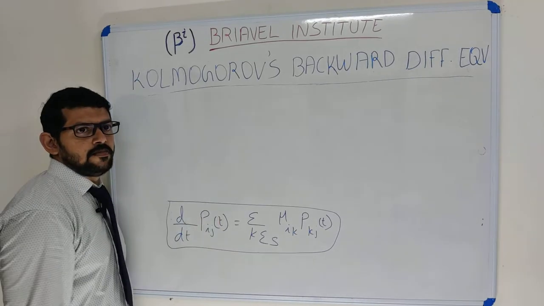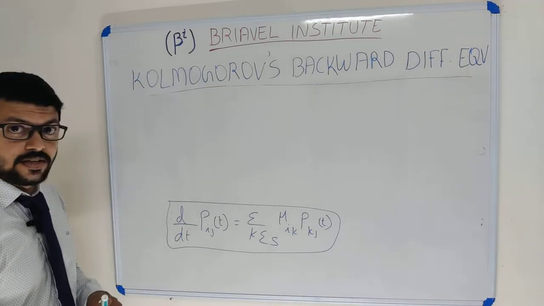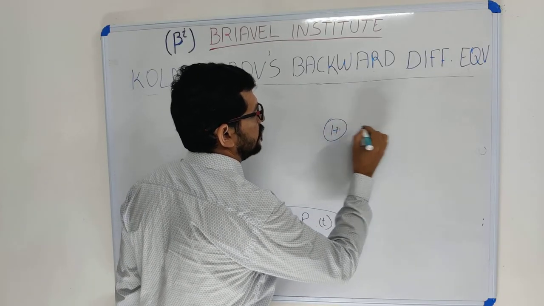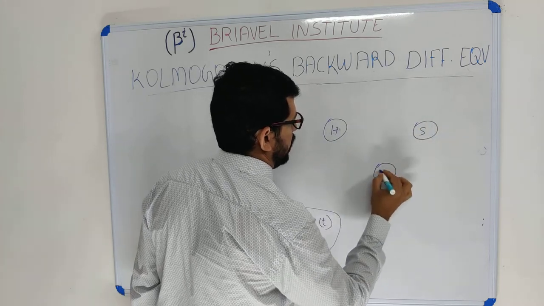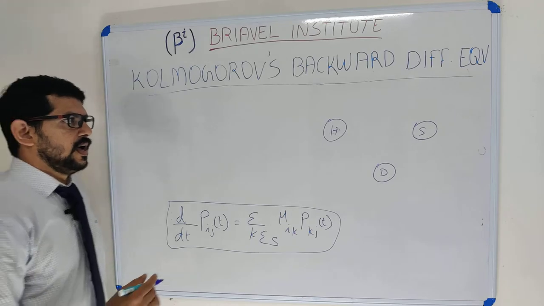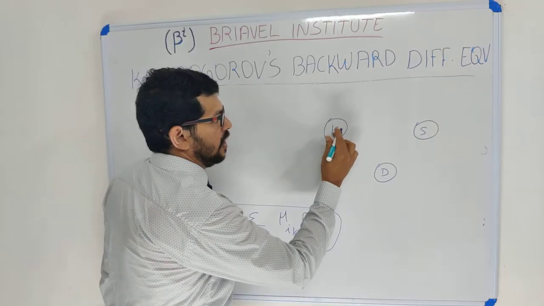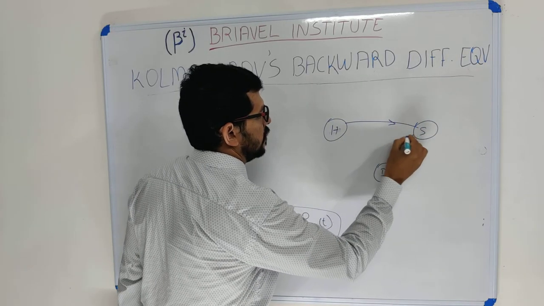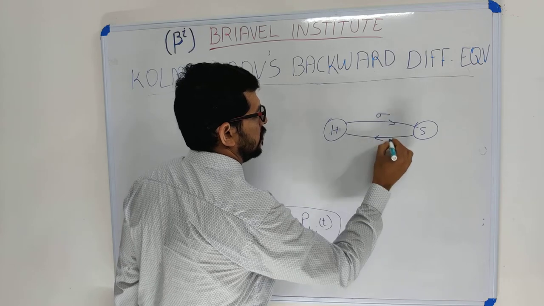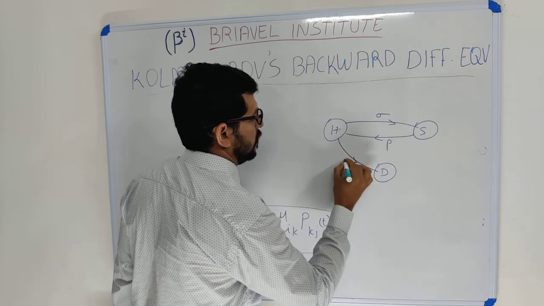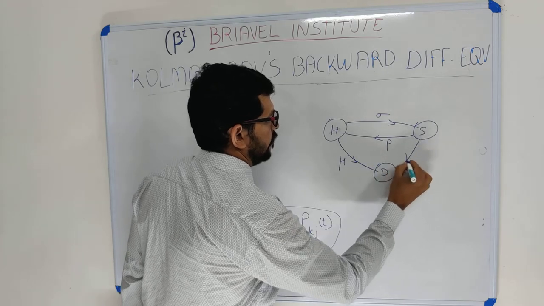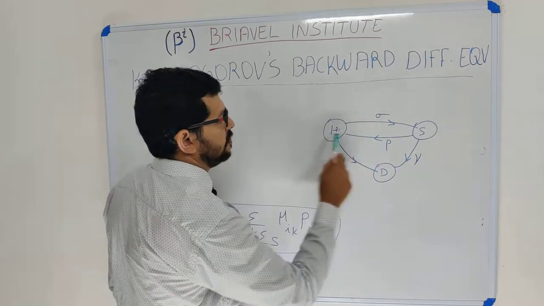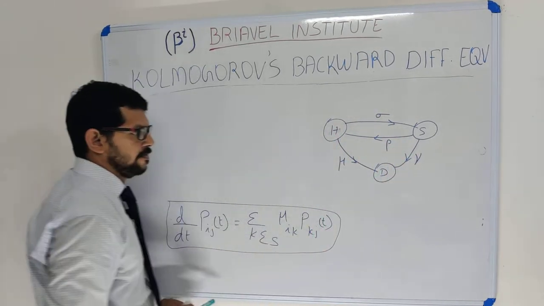Now, considering one or two problems on these equations, the HSD model: healthy, sick, dead model. Considering one problem in the HSD model, here this is the transition rate from H to S sigma, S to S rho, and mu.